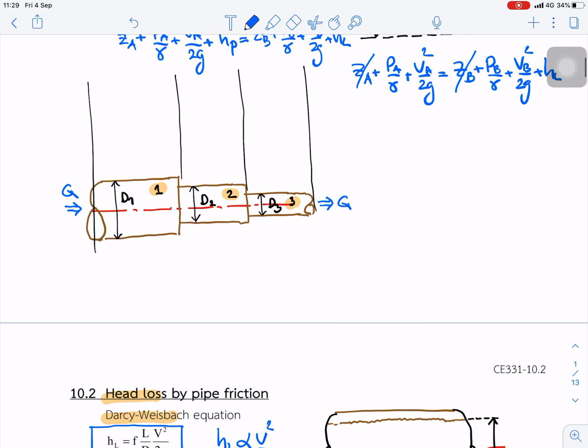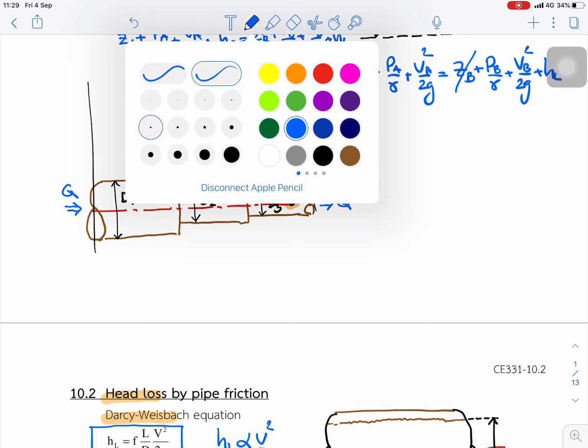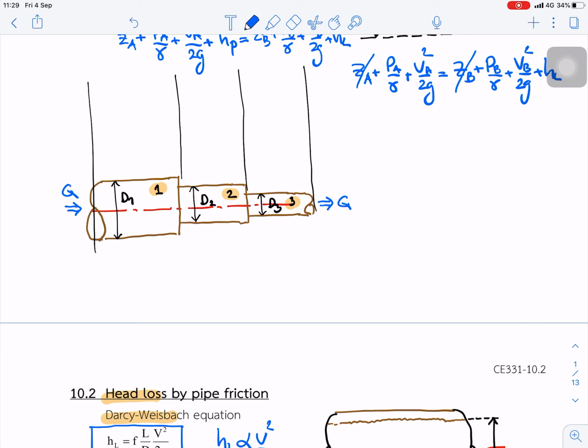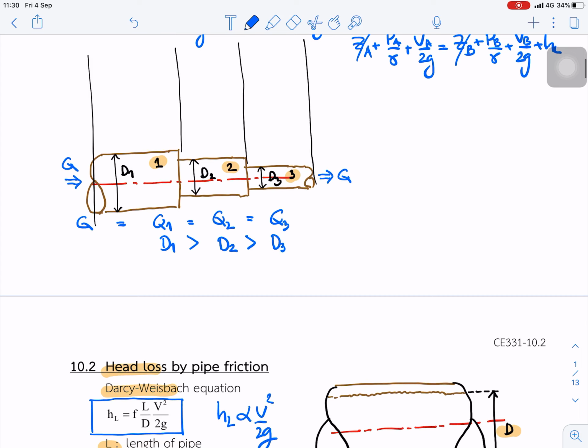if we have three pipes with different diameters, we call them pipes in series, and pipe 1 is diameter 1, pipe 2 diameter 2, and the flow is Q. We can say that Q is equal because it's the same pipe. And in this case, compare D1, D2, and D3. So we can see that D1 is greater than D2 and D3.